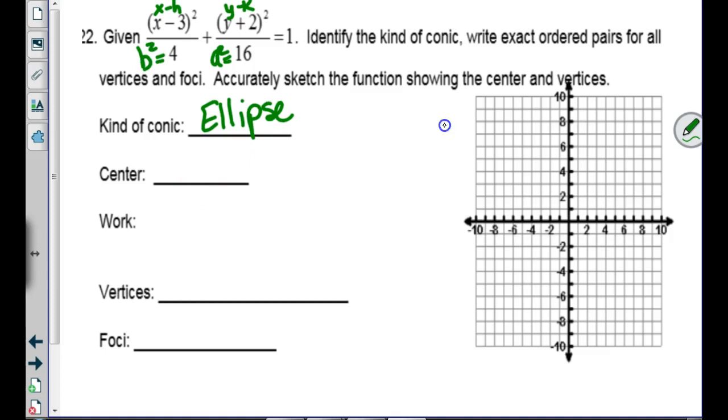So the center is h, k. Anybody? You have to plot it. It's worth points. 3, -2. Then what does this 4 mean? It's underneath the X, so it means in the X or sideways direction, I go how many? 2 each way. Okay, underneath the Y term was a 16, so in the Y or up and down, I go how many? 4. 1, 2, 3, 4. 2, 3, 4.